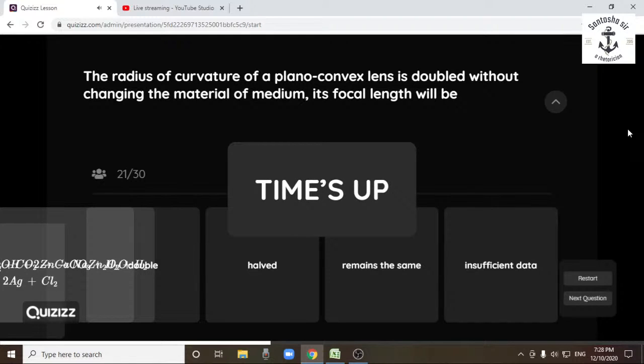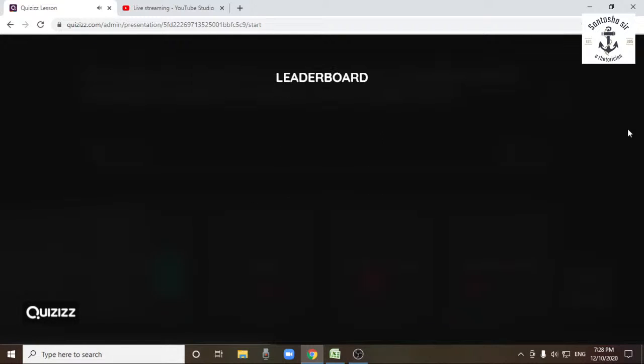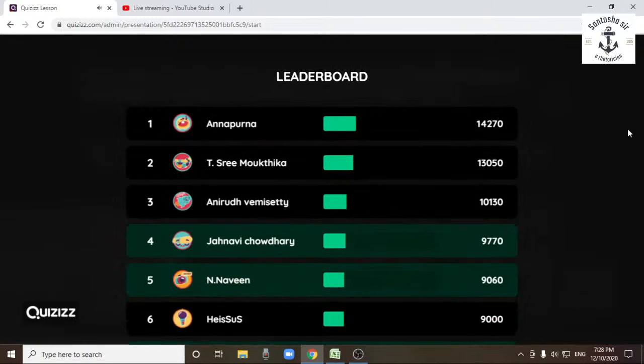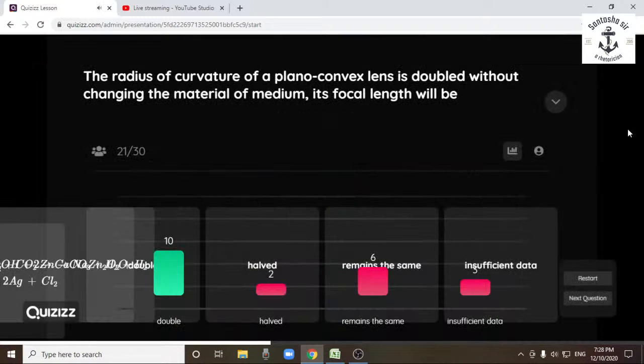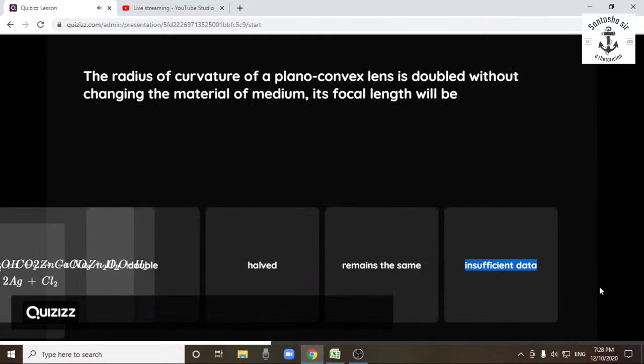Time is up. Let's check the scores here. A slight change. Annapurna, Moktika, Anirudh, Jahnavi and Naveen. 10 members answered this question right. Moving on to the next question.